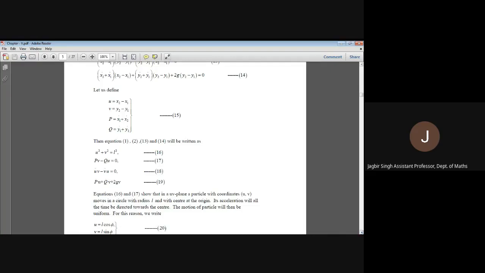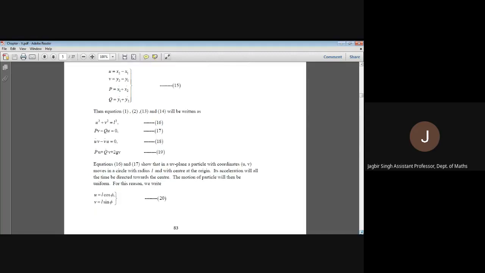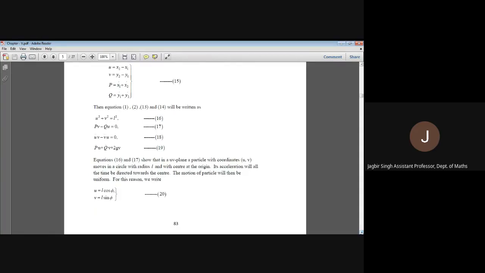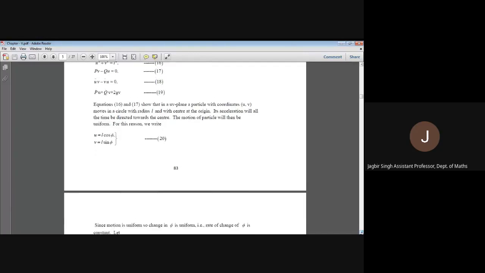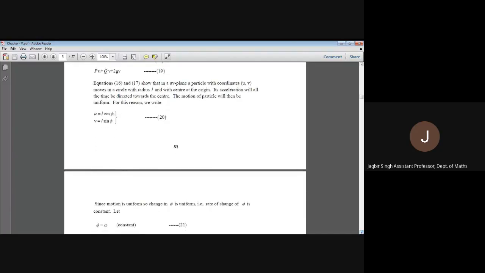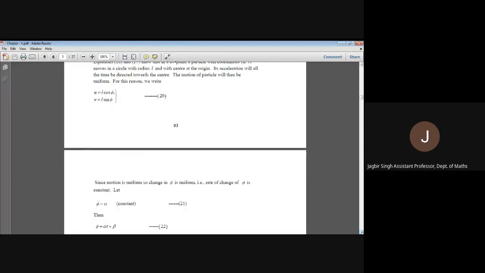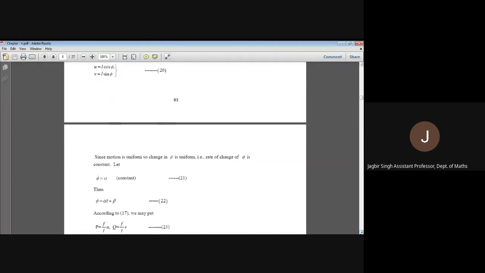So due to the circular motion, we use polar coordinates. u is equal to L cos phi, v is equal to L sin phi. And now, since the motion is uniform, the rate of change of the angle is uniform. So phi dot will be equal to alpha, some constant, the rate of change of angle. From here, integrating, we obtain phi is equal to alpha t plus beta.